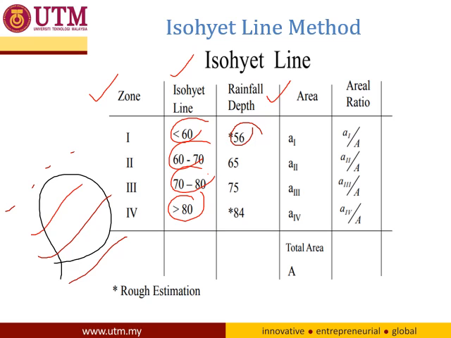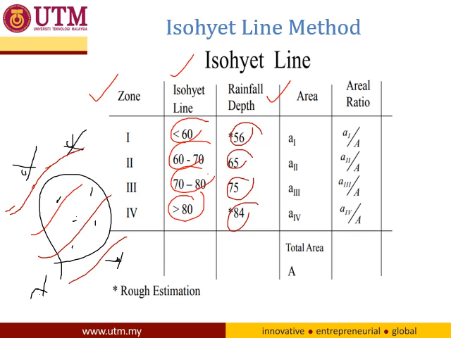But in practice, let's say you have stations inside the basin, you can actually also take information from stations outside of the boundary. Let's say there are stations outside the river basin boundary, so you may use that information to get a more accurate rainfall depth by using data from the Isohyet lines outside of the boundary. So you can estimate the rainfall depth using the average value between the Isohyet lines.